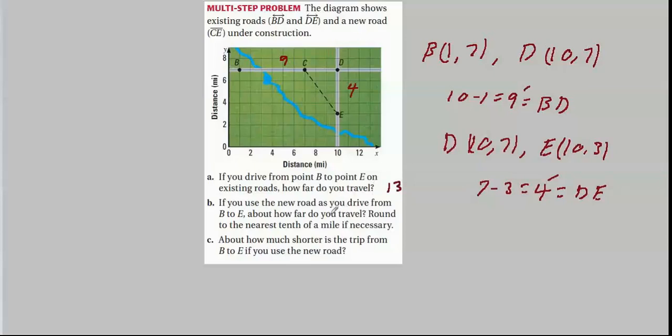Now suppose we use the new road. That's going to be a little different. First, what's BC? What's the distance over here? Because we're still going to have to travel this road here. Well, we already know that B is 1, 7. And it looks to me like C is the point 7, 7. Yes, 7, 7.